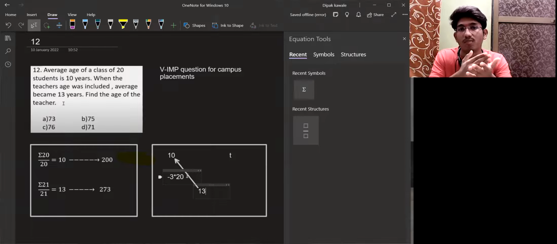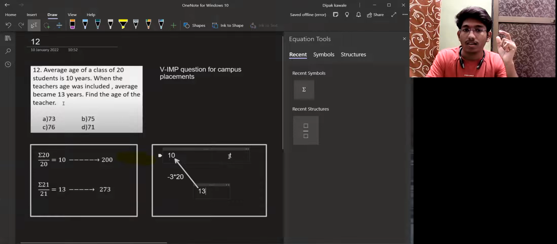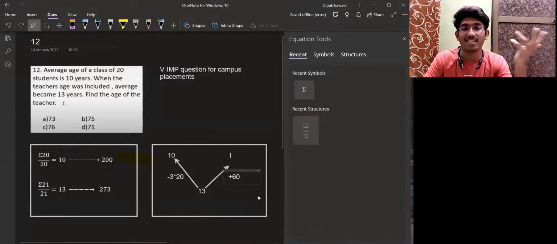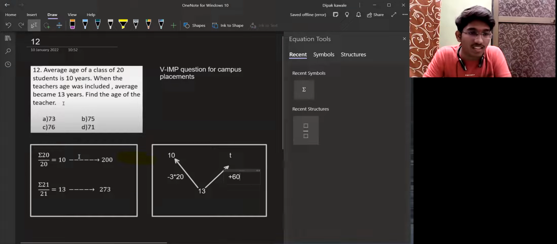Now as per the averages property, the sum of differences should be 0. Now to make this minus 60 into 0, this teacher's age should be such that the total average difference with this teacher should be plus 60. So this we are giving as plus 60. So 30 plus 60 is 73. Simple. Now tell me which one is easier?